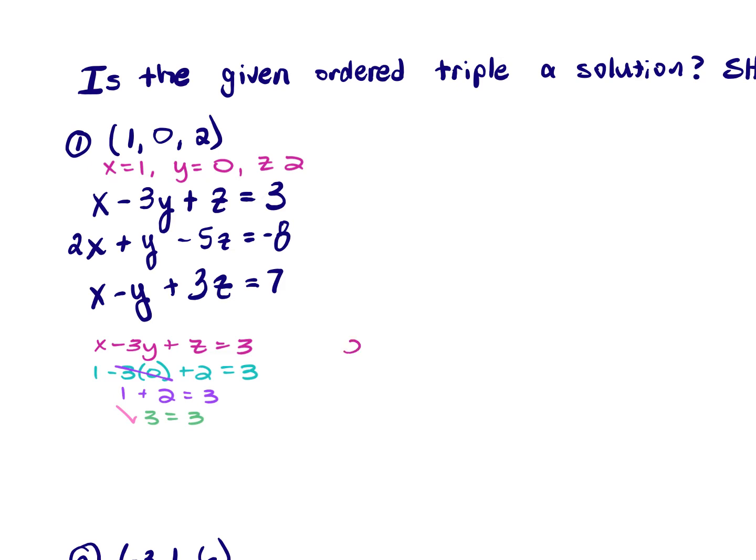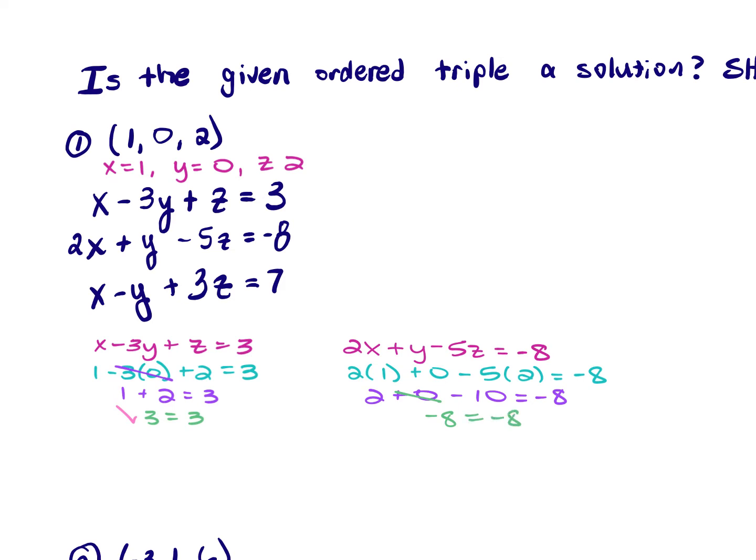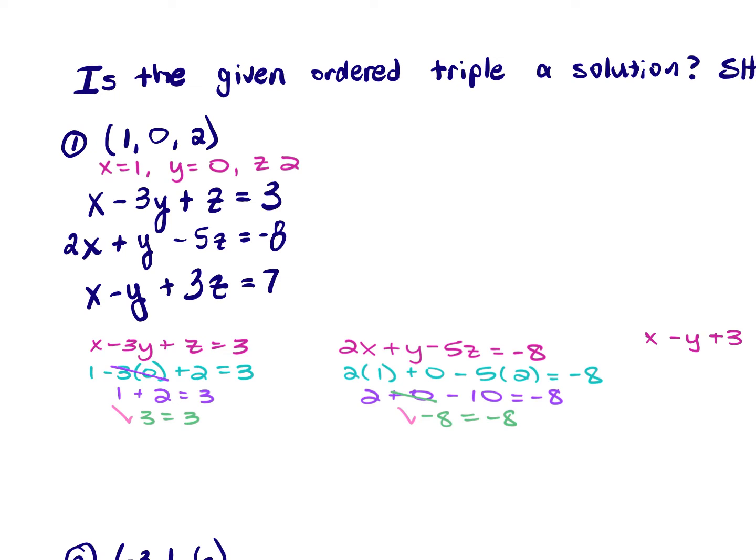So the second one, you have 2x plus y minus 5z is equal to negative 8. So this is going to give us 2 times 1 plus 0 minus 5 times 2 is equal to negative 8. The 2 times 1 is 2 plus 0 minus 5 times 2 is minus 10. So 2 plus 0 is just 2, minus 10 gives us negative 8. Negative 8 is equal to negative 8. This one is a true statement as well, so now just try the last. For the last, you have x minus y plus 3z is equal to 7.